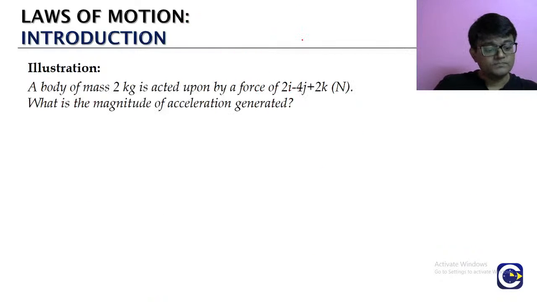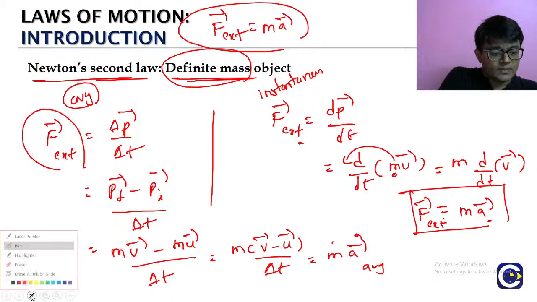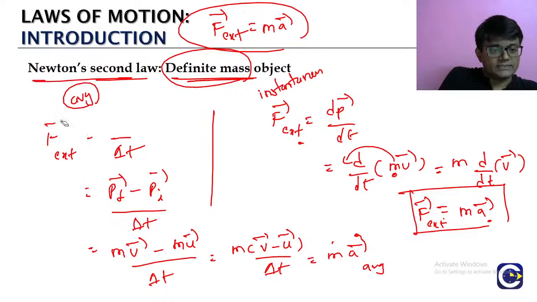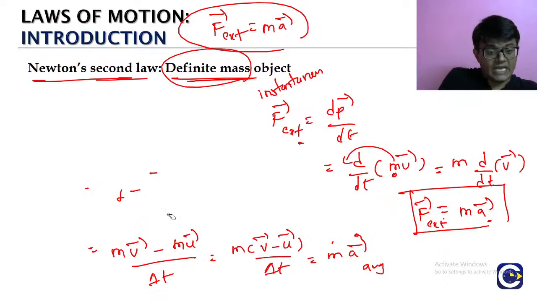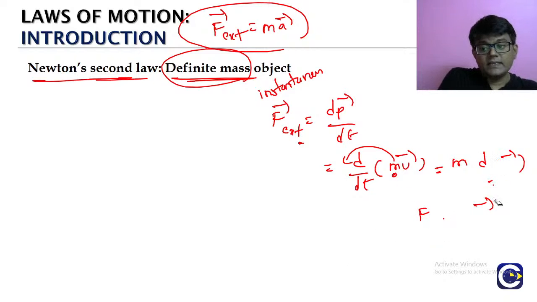What is the other scenario? When the mass is changing. When it is not a definite mass, what are we going to have? We will have a different result. We will not have force equal to mass times acceleration of the body. And as we said, we are going to look at the result in case of systems like the rocket system.